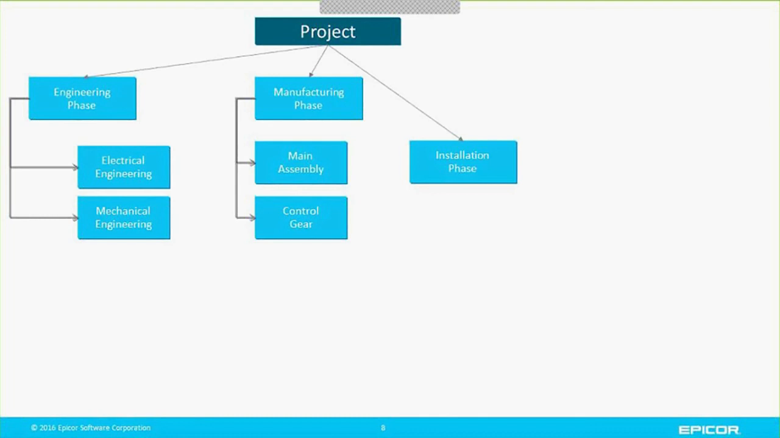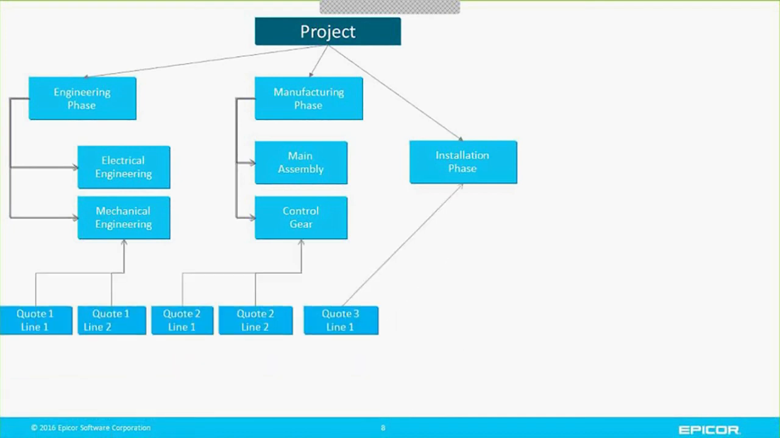Now, the project is things like engineering phases, manufacturing phases, maybe installation and commissioning phases. Now, these could all be engaged by different quotes, multiple lines on multiple quotes, all focused to an end point. Those multiple quotes could all go into the hands of different bidding teams, all controlled under a single project, all contributing to the ultimate cost of that project.